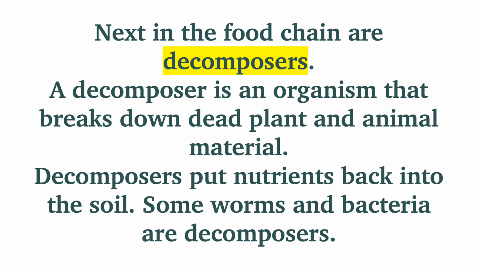Next in the food chain are decomposers. A decomposer is an organism that breaks down dead plant and animal material. Decomposers put nutrients back into the soil. Some worms and bacteria are decomposers.